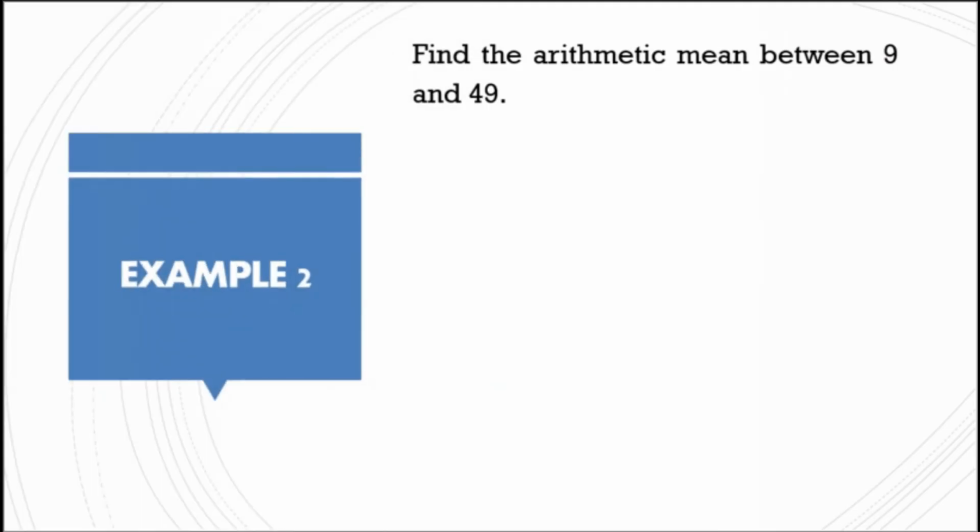For our next example, find the arithmetic mean between 9 and 49. When we say arithmetic mean, we are just looking for one term in the middle. Wherein, if we represent the given, 9 is the a sub 1 and 49 is the a sub 3. And a sub 2 is the middle term. Since a sub 2 is in between two numbers, basically, we are just looking for the average. So in this example, we don't need to identify the value of the common difference. We just get the average of the two numbers and that will be the value of a sub 2.